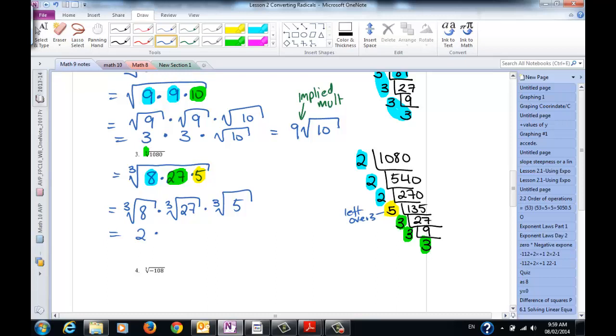Sorry, I think I said that wrong. What number multiplied by itself 3 times equals 8 is 2. And the cubed root of 27, so what number multiplied by itself 3 times equals 27? Well, that would be 3. And my leftovers I can't simplify. So here I'm left with 6 cubed root 5. And I don't need a little multiplication symbol in between the 6 and the cubed root of 5 because it's an implied multiplication there.